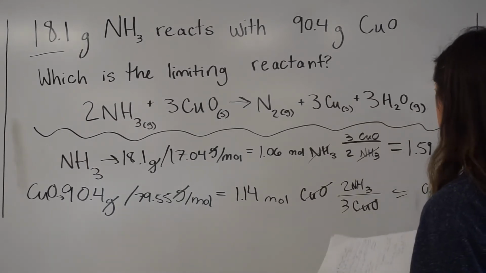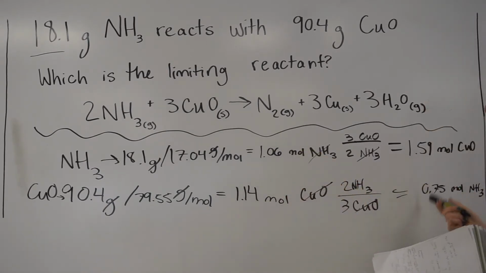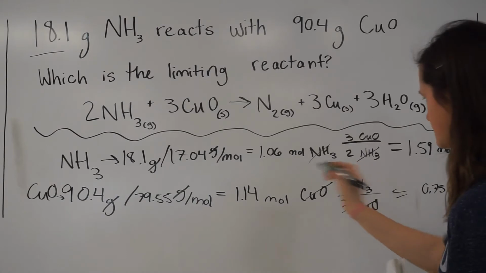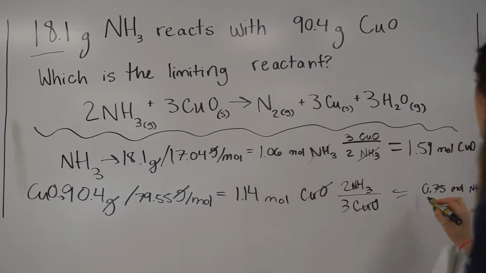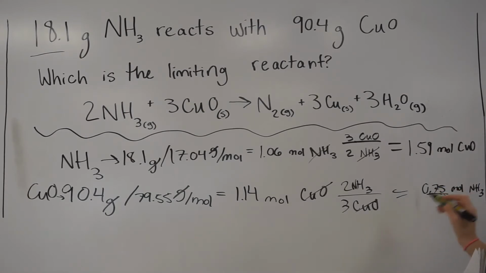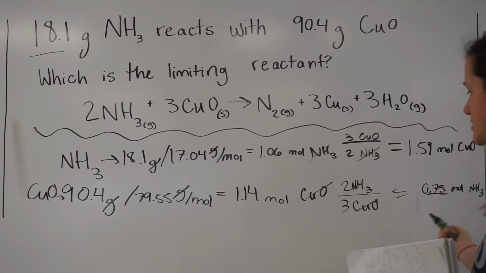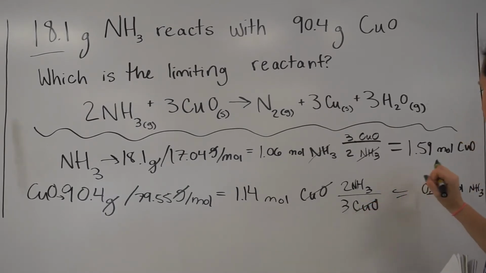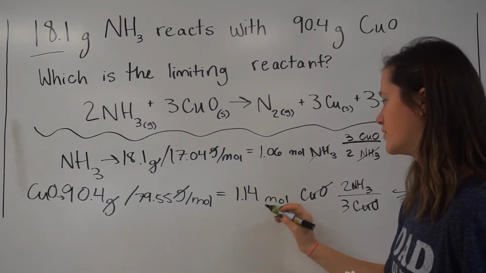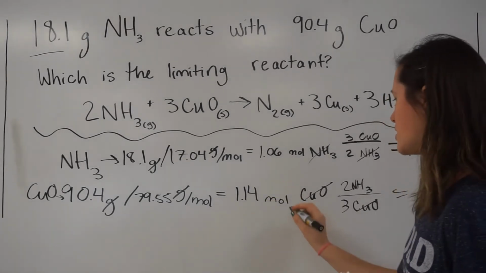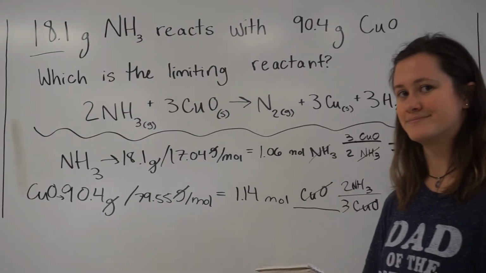Okay, and then you see here that this is what you have, and this is what you need for your reaction to go through. We have 1.06 moles of NH3, but we need 0.75. So you see that this is more than this, so that will be fine in the reaction. But here we need 1.59 moles of copper oxide, but we only have 1.14 moles. So copper oxide is going to be the limiting reactant in the equation.